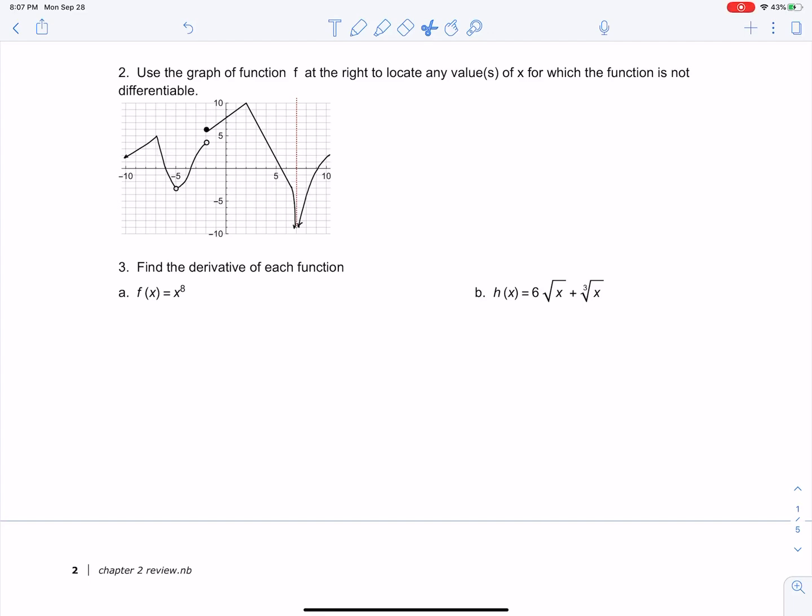Okay, so we're going to look at number 2 from the review now. And we're looking at where this function's not differentiable. So we have this graph, this function below. We want to know where it's not differentiable. So let's see what we got here.